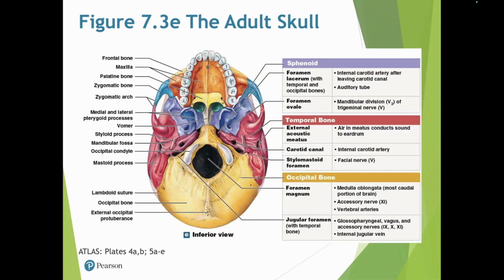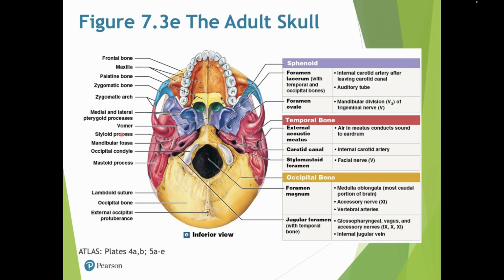So let's go ahead and look at the underside of it. So this is going to be the inferior view of the skull. And you can see many of those same bones are visible from the inferior. But now we have this new one popping in, the vomer. You can see that vomer here. It's going to basically add separation to the right and the left side.